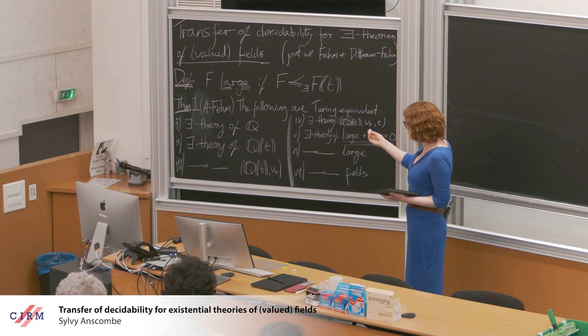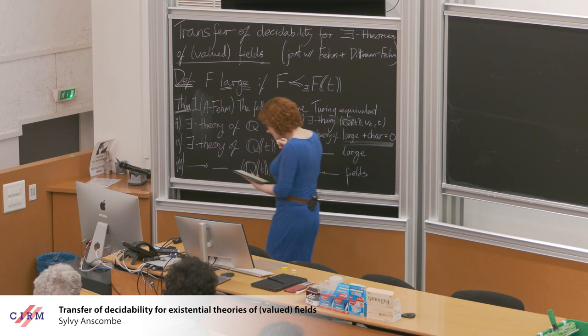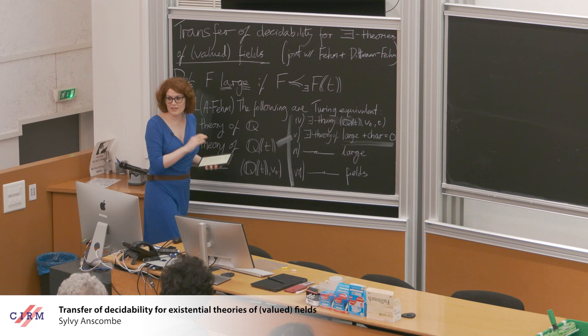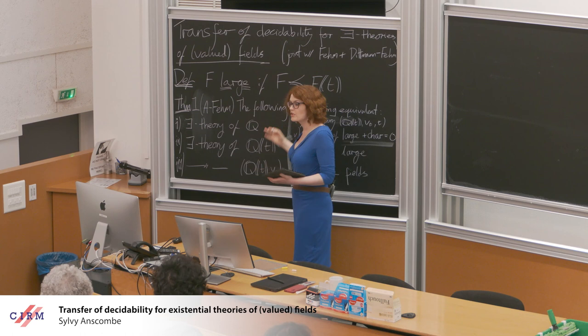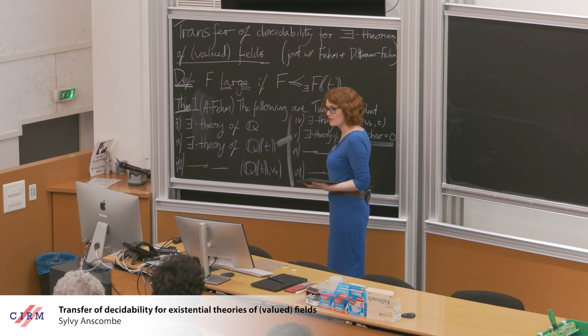There are one or two kind of very easy equivalences here. Perhaps the easiest is that 2 and 5 are actually the same. So that's a bit, I mean, I'm trying to highlight, that's a dumb one. They're the same. And 1 and 3 are Turing equivalent just by the usual kind of Ax-Kochen and Ershov principle in equal characteristic zero that we've heard a lot about.